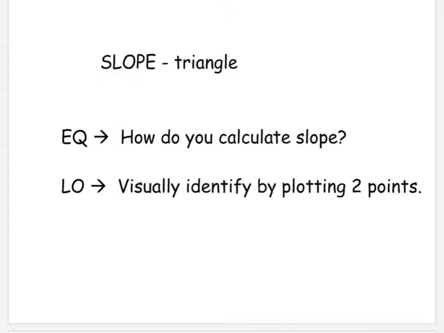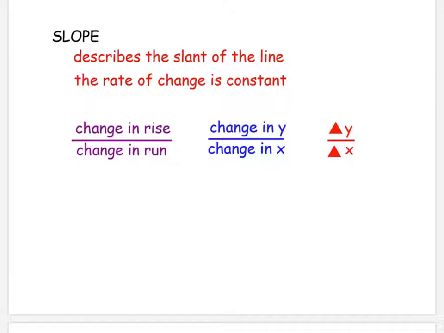This lesson is going to look at slope. Slope is the steepness of a line. Slope, again, is the steepness of a line. It describes how the line is slanted. So if we look at how to find the slope, it is the change in rise over the change in run.